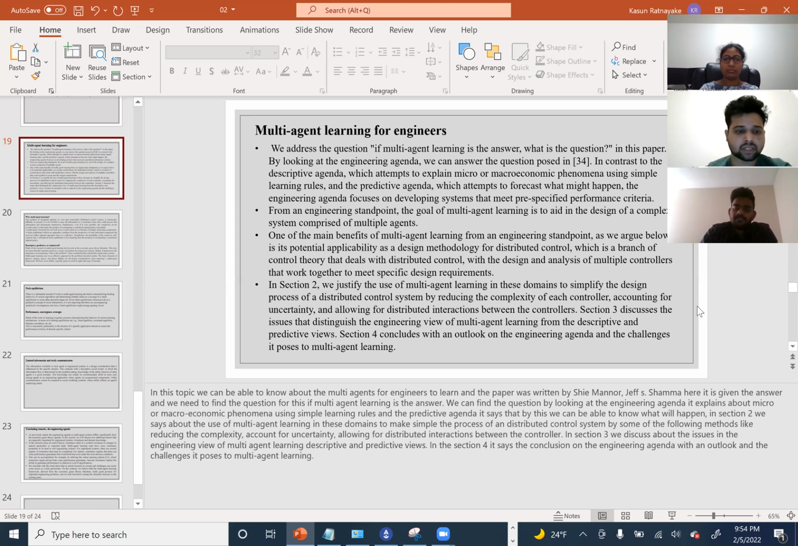In section 2, we talk about the use of multi-agent learning in these domains to simplify the process of a distributed control system by some of the following methods, like reducing the complexity, accounting for uncertainty, allowing for distributed interactions between the controllers. And coming to section 3, we discuss the issues in the engineering view of multi-agent learning, descriptive and predictive views. And in section 4, it gives the conclusion on the engineering agenda with an outlook and the challenges it poses to multi-agent learning.